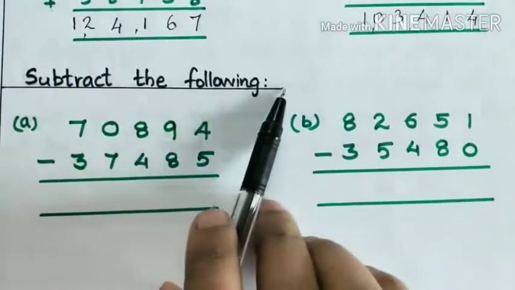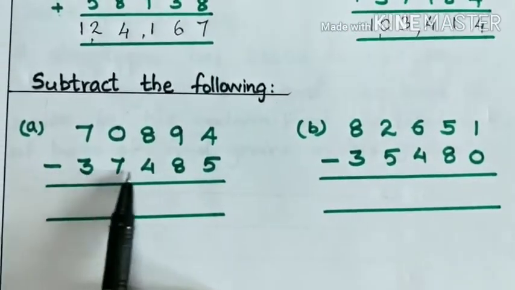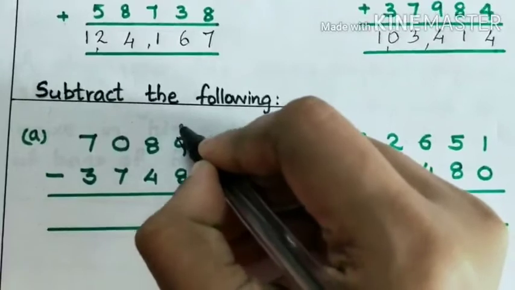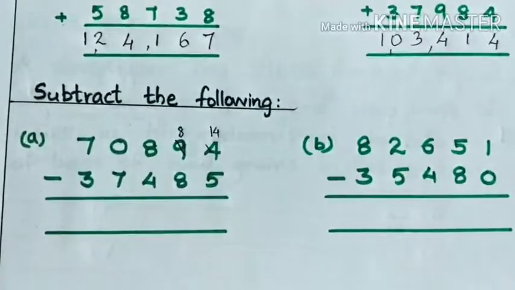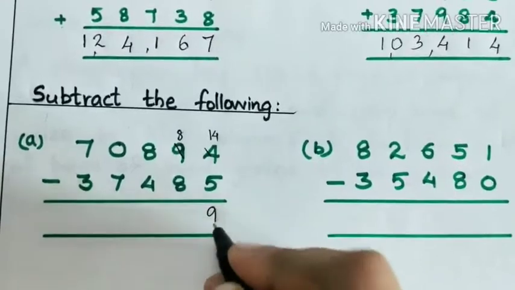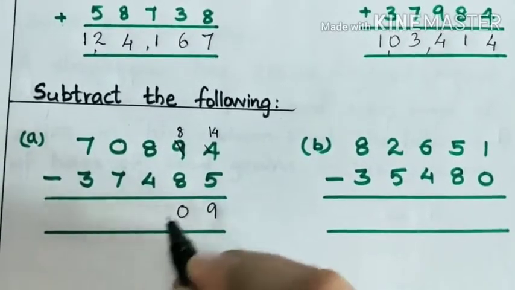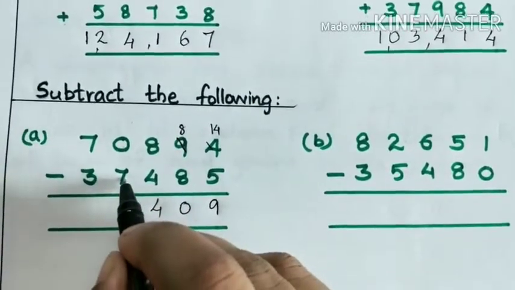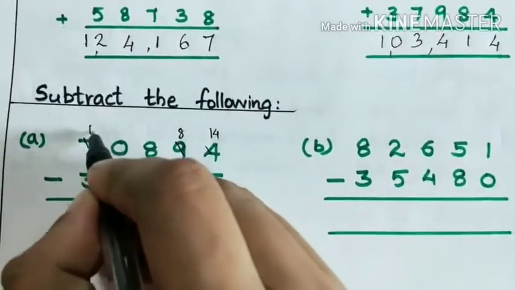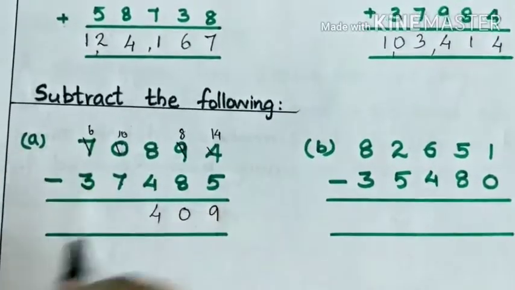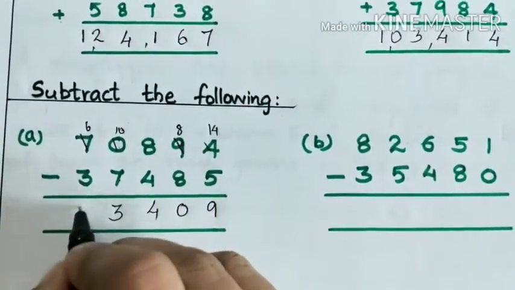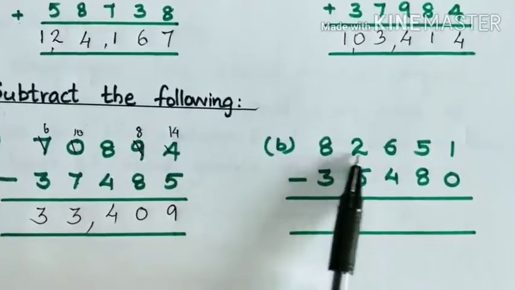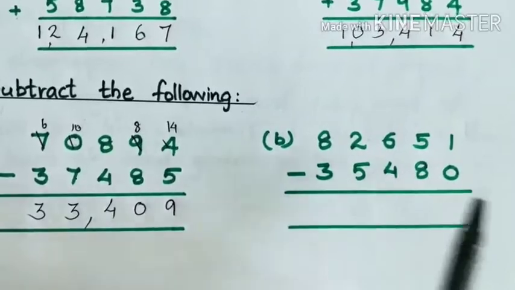Next, subtract the following. 70,894 minus 37,485. 4 minus 5 we cannot do. We have to borrow. 14 minus 5, 9. 8 minus 8, 0. 8 minus 4, 4. 0 minus 7, again we cannot do. We have to borrow. 10 minus 7, 3. 6 minus 3, 3. 33,409.